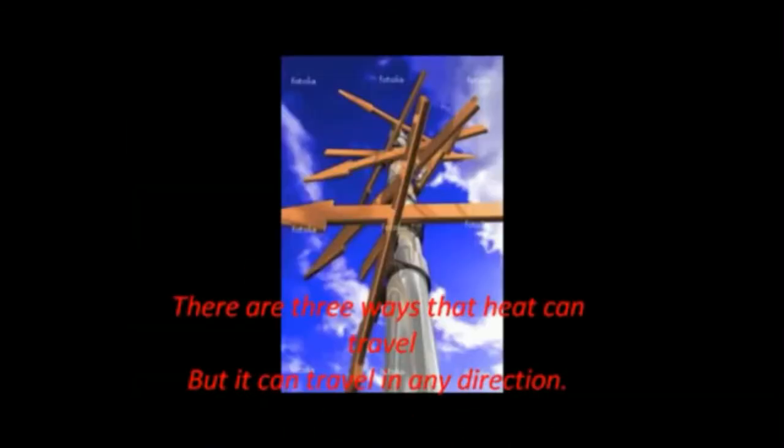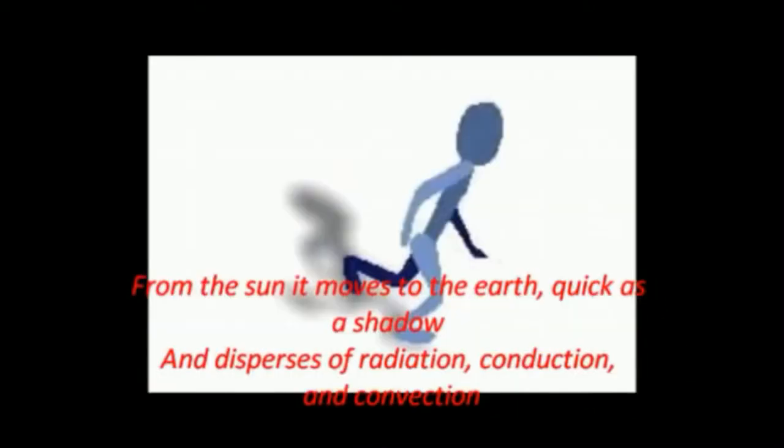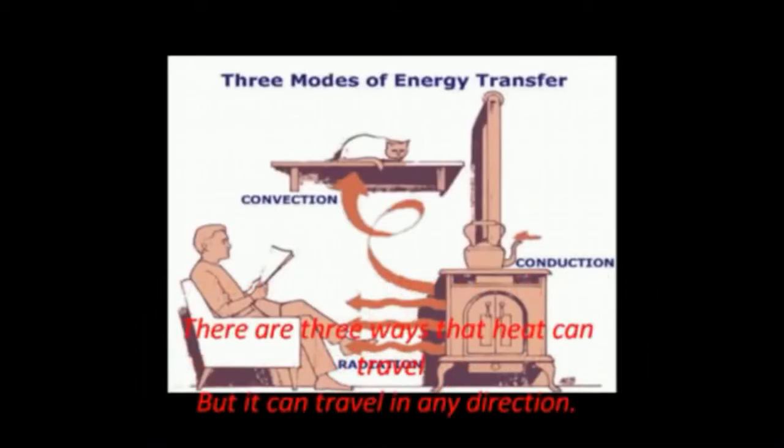So there are three ways that heat can travel, but it can travel in any direction. From the sun, it moves to the earth quick as a shadow and disperses in radiation, conduction, and convection.